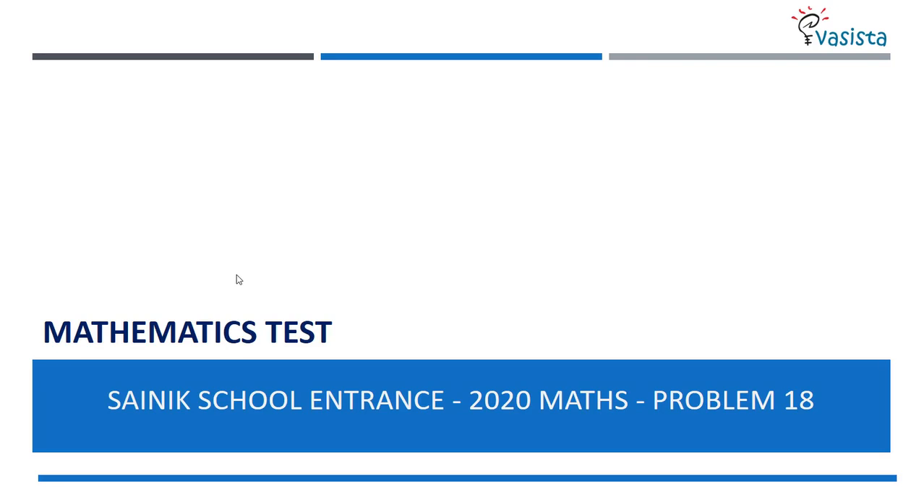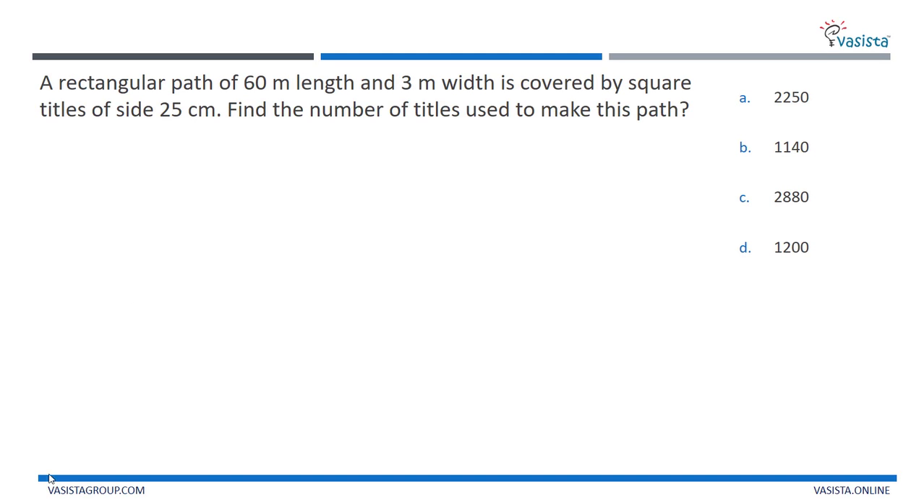Find problem number 18, right? See here, let us go with this. By reading the problem, you will understand so many things. Properly, you should read. A rectangular path of 60 meter length and 3 meter width is covered by square tiles of side 25 centimeter. Find the number of tiles used to make this path.